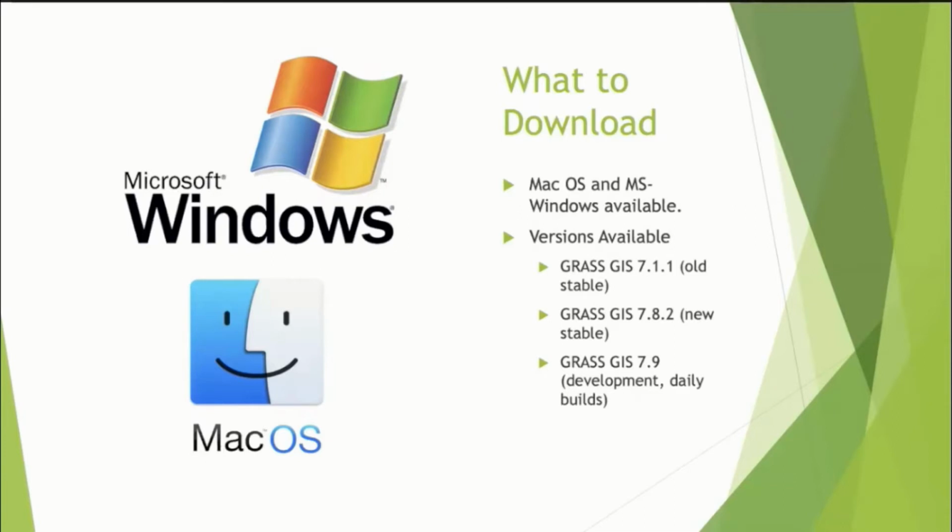And then there's one in development right now, GRASS GIS 7.9, which is in development and daily builds. The reason I didn't install this is that it's not stable. Just to avoid complications, I downloaded the 7.8.2 new stable version of the software.